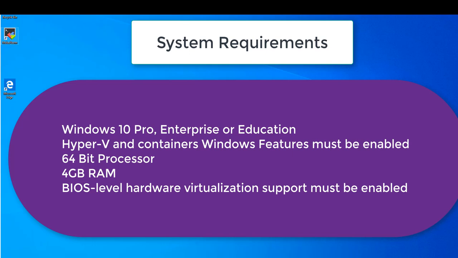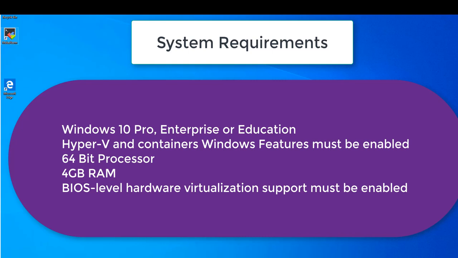If you run it on your own machine, make sure you have the Hyper-V and containers Windows features enabled. Obviously, if you're going to install a 64-bit OS, you need a 64-bit processor, at least 4 gigs of RAM, and then BIOS level hardware virtualization support must be enabled in the BIOS settings.